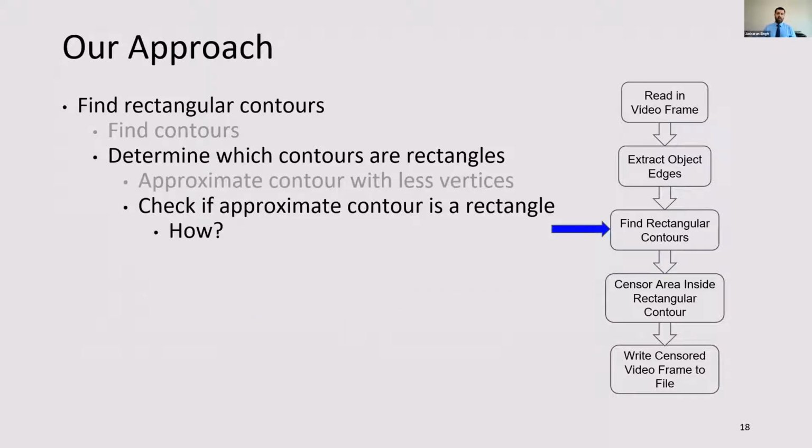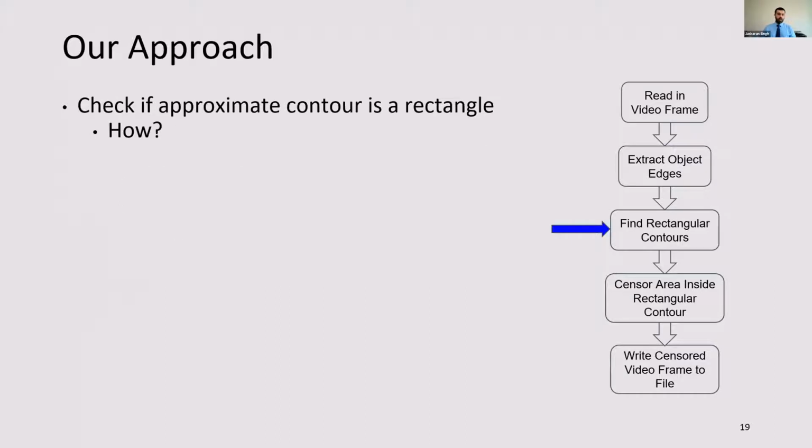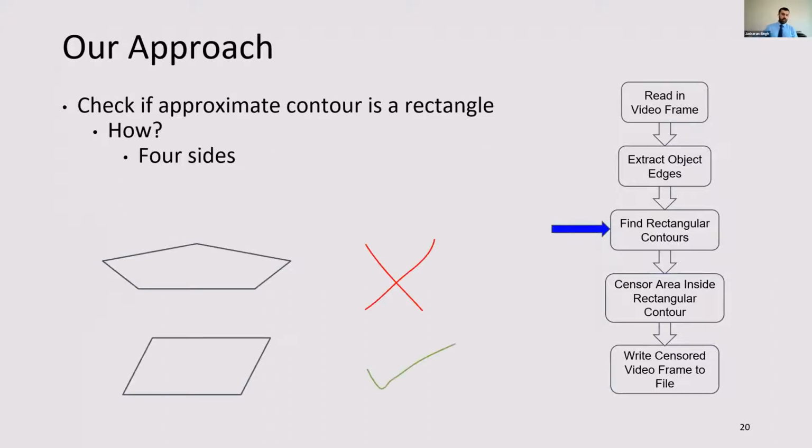So now that we have an extracted contour, an approximate contour, how do we determine if it's a rectangle? And I'll go into that. The first condition we check on the approximated contour is whether it has four sides. If it has more than or less than four sides, we immediately know it's not a license plate. We don't have to worry about processing that contour. So we can eliminate shapes like the top one there.